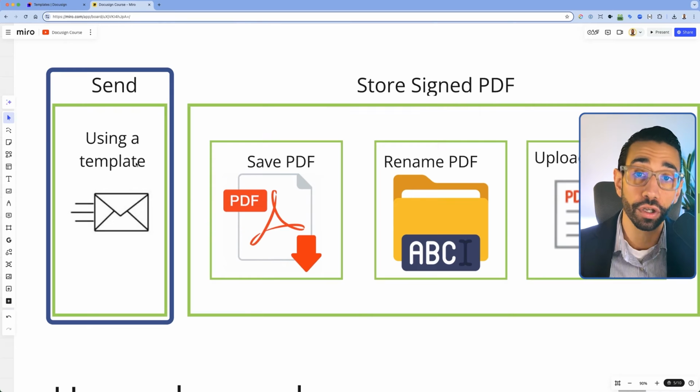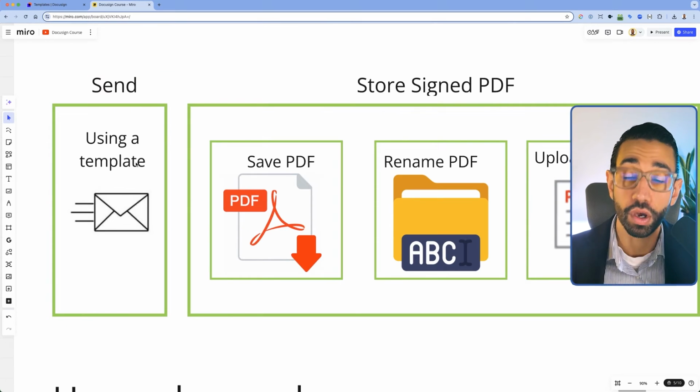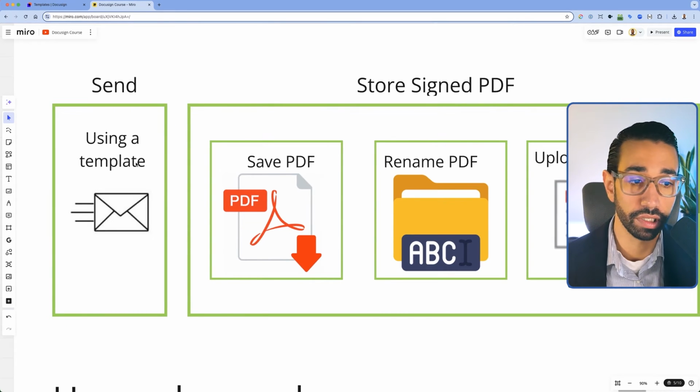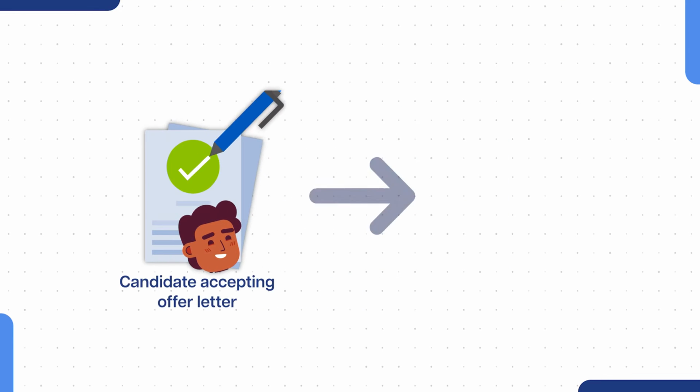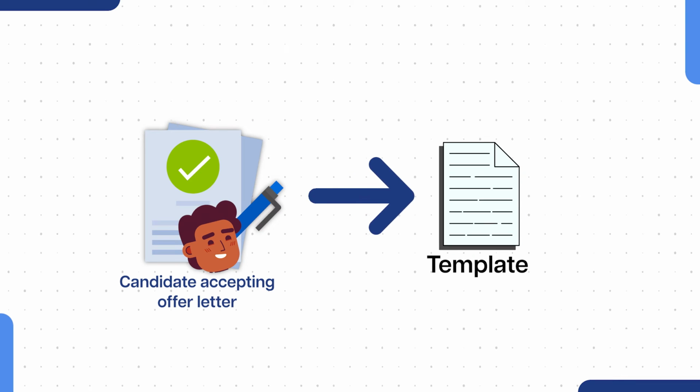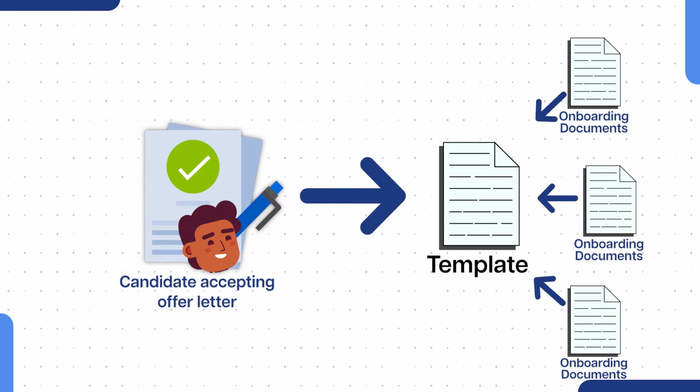sending of another envelope using a template once the first envelope has been completed. A good example of that would be a candidate accepting your offer letter. Then you can trigger the sending of another template which contains all of the onboarding documents, such as the company policy, the I-9, tax forms that you want to send only once a first document has been completed.